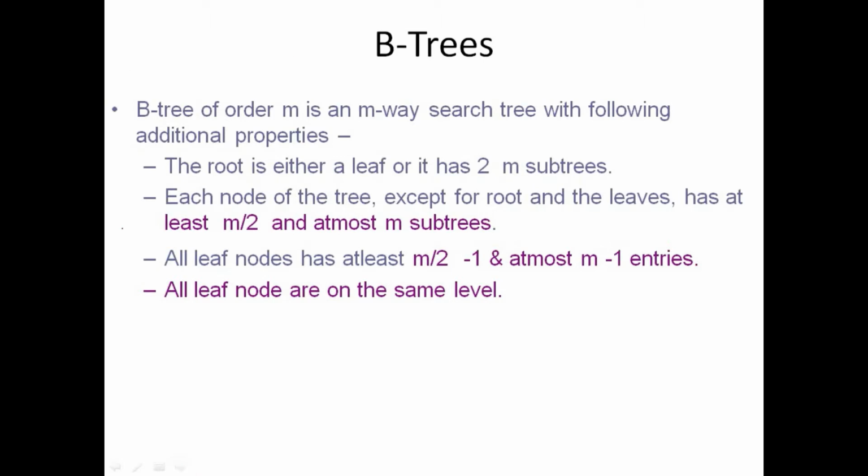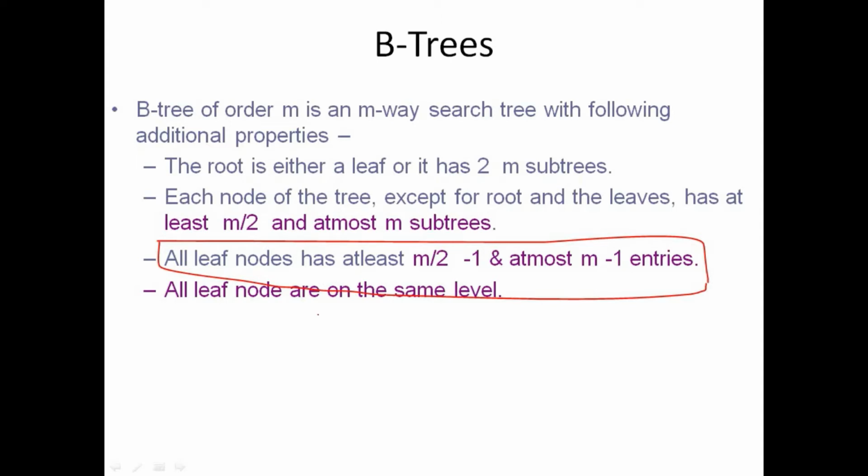So here, why I am showing this particular slide is that while deleting a key from the node, we are interested in this particular property of B tree. All leaf nodes have at least m by 2 minus 1 and at most m minus 1 entries. Now let us take the example of an order 3 B tree.